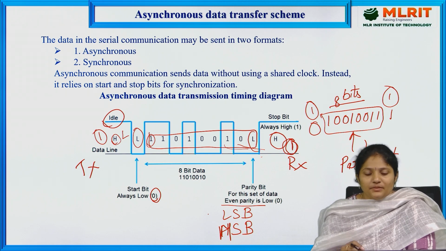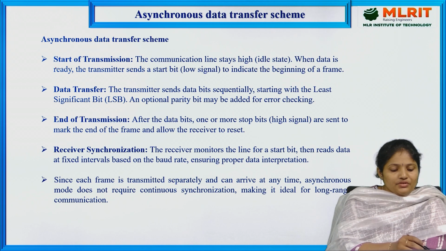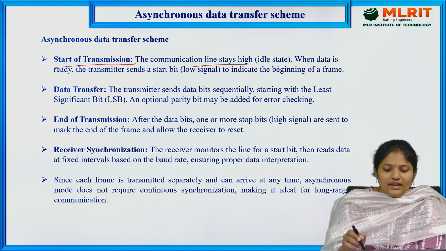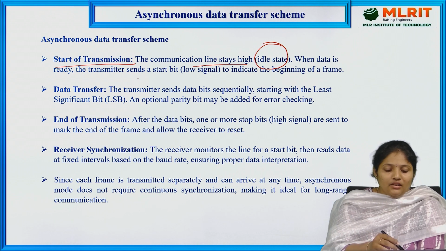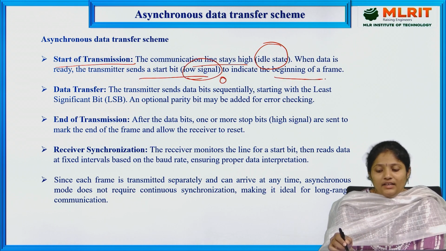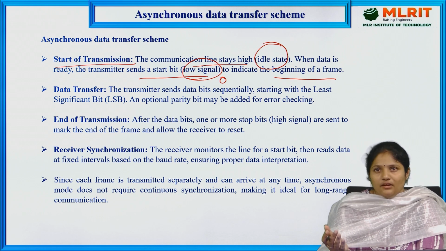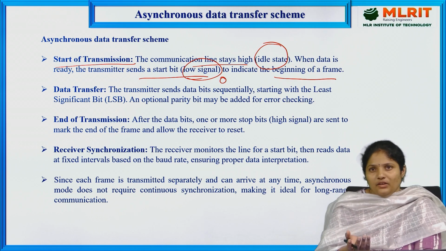asynchronous data transmission. As I already told you, to start the transmission, the communication line is in the idle state. To start the transmission, the start bit, a low signal like 0, will be sent, indicating the beginning of a frame. Here in asynchronous mode, the data will be sent in the format of frames. In synchronous mode, the data will be in characters like that.